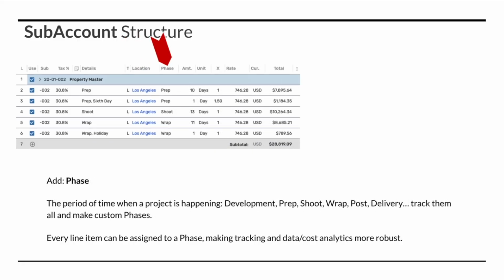Phases are periods of time during your project. By default, a budget framework builds prep, shoot, and wrap. However, you can add any type of phase you may use on your project from development to distribution and anything in between, such as scouting or editorial.